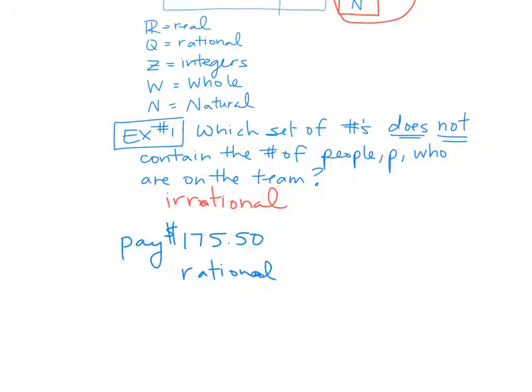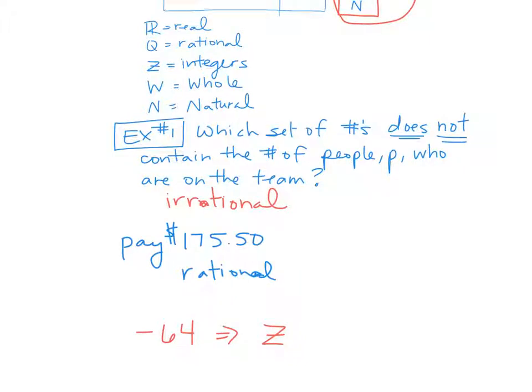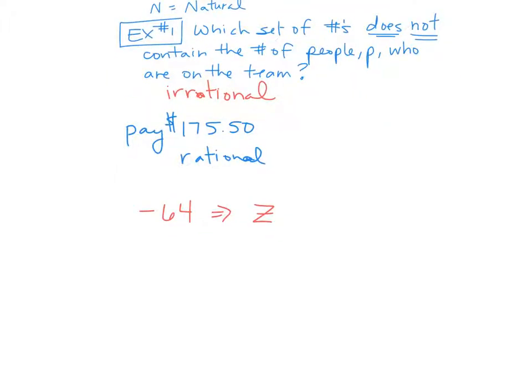Okay, what would be the best classification for this number? That's an integer. Do you remember what letter was integers? That's a Z, right? So negative 64 would be integers. What would be the best classification for this number? That's rational. You can write it as a fraction. It's rational. What's the letter for rational? That was Q, right? So rational.